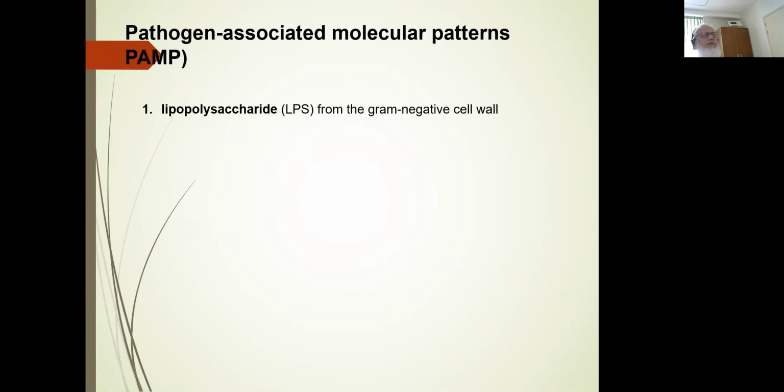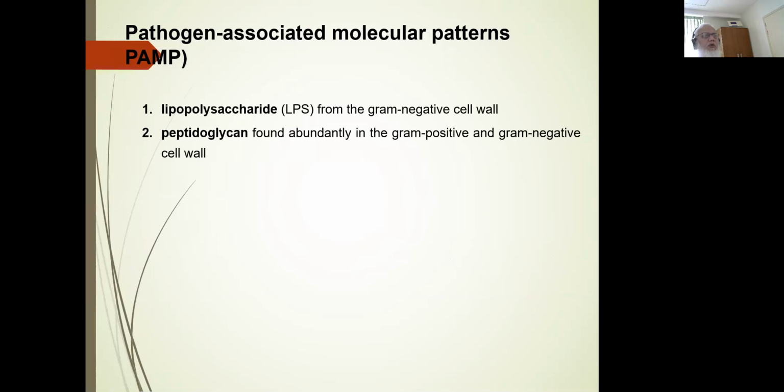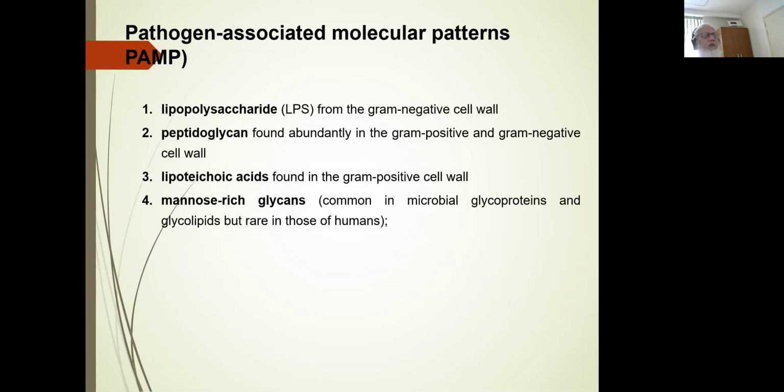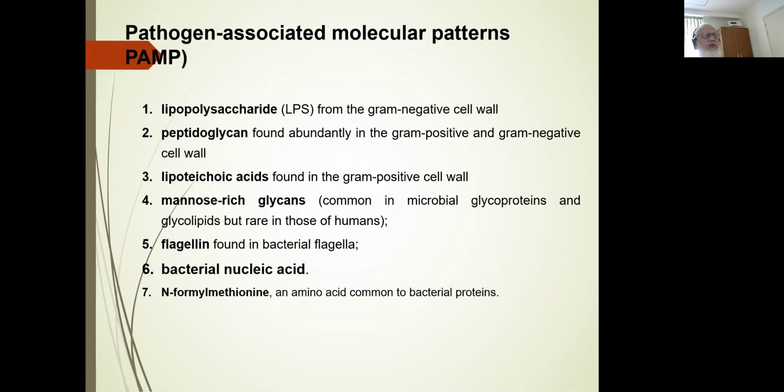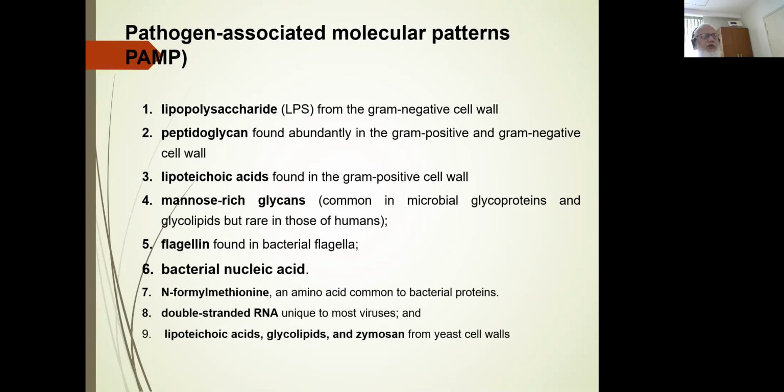So what are the examples of pathogen-associated molecular patterns? These are lipopolysaccharide from the gram-negative cell wall, peptidoglycan, found in both gram-positive and gram-negative cell walls, lipoteichoic acid found mainly in the gram-positive cell wall, mannose-rich glycans, which are present in microbial glycoproteins but rare in humans, flagellin found in bacterial flagella, bacterial nucleic acid, double-stranded RNA unique to most viruses, glycolipids, zymosan present in yeast cells, phosphorylcholine, and other lipids common to microbial membranes but not to host membranes.